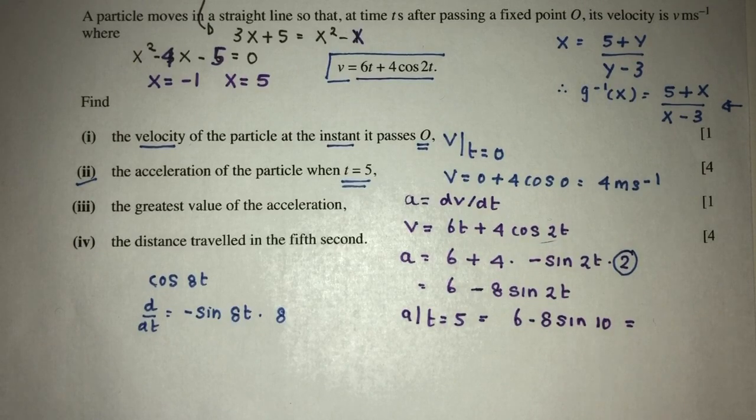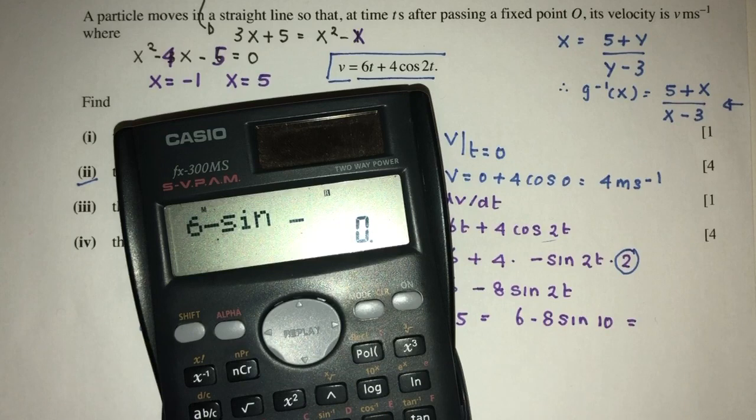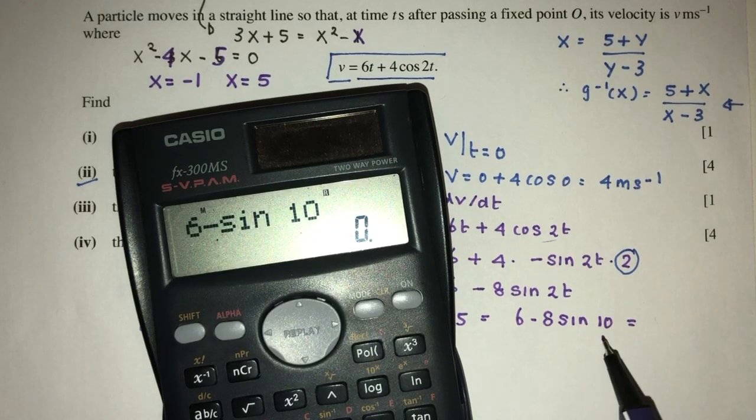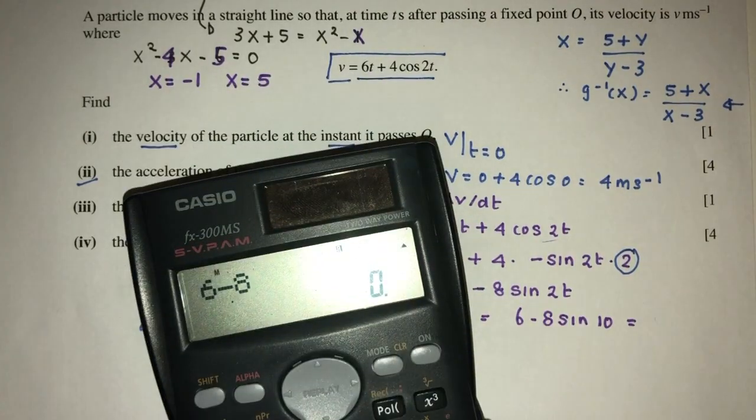Now let's try to solve this equation. So 6 minus 8 sine of 10. You have to use radians here for your angle. So let's try again, 6 minus 8 sine of 10.